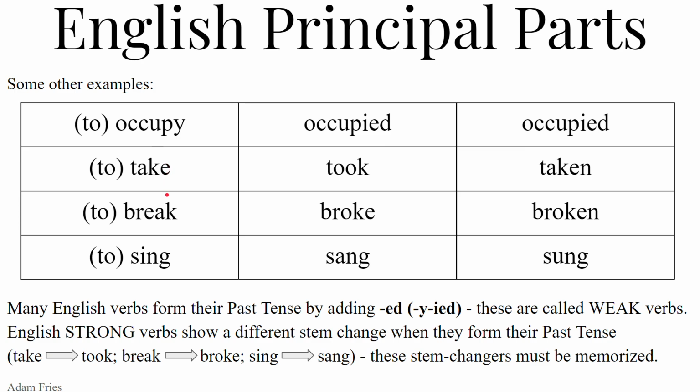So I want to break, I broke, I have broken. I want to sing, I sang, I have sung. If you don't know these correct principal parts, you could get them wrong. So you could say, I taked the book. I braked the vase. I singed a song. And those, of course, would be incorrect. You have to know that take turns into took, break becomes broke, and sing becomes sang.